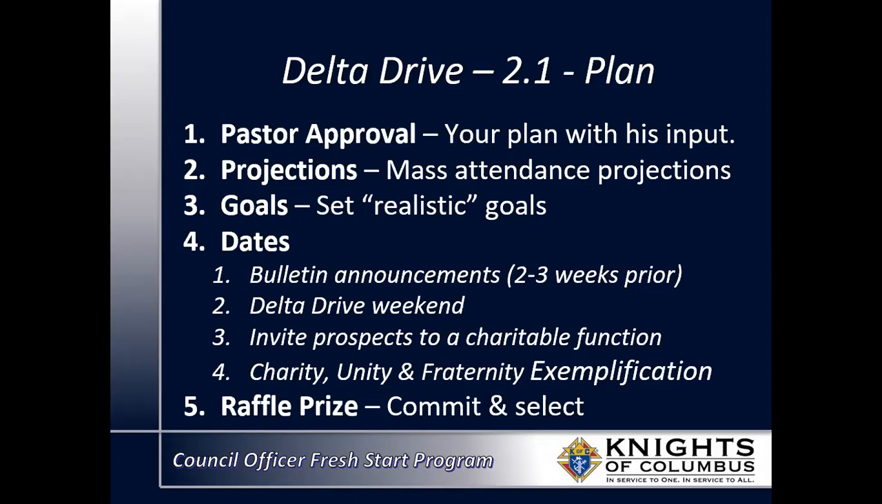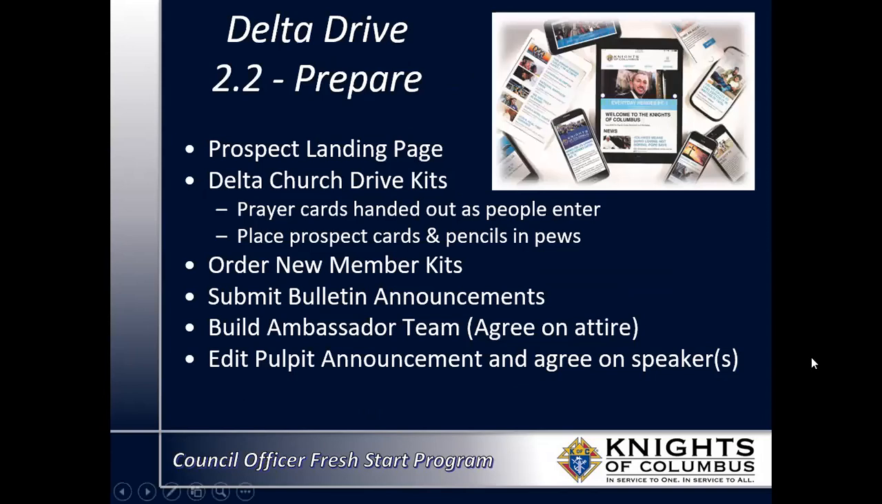Offer a raffle prize. It's a great way to get people to give you their names and phone numbers and email addresses. Commit to that. Buy something, whether it's a dinner out for 2 at a restaurant, Olive Garden, or whatever you want to choose, and commit to that and select what that Delta Drive is. So I have this stuff all kind of planned out.